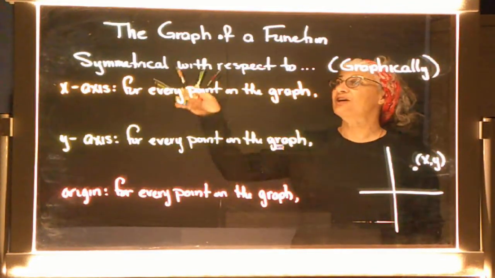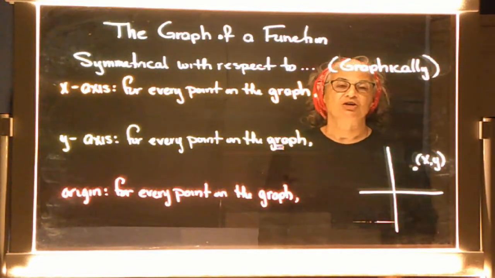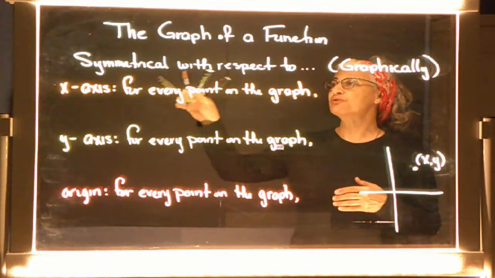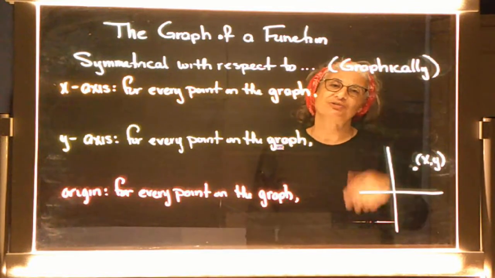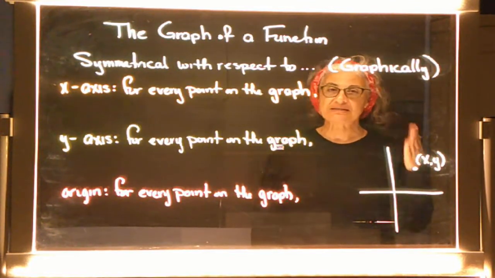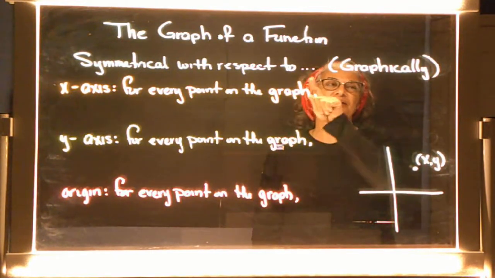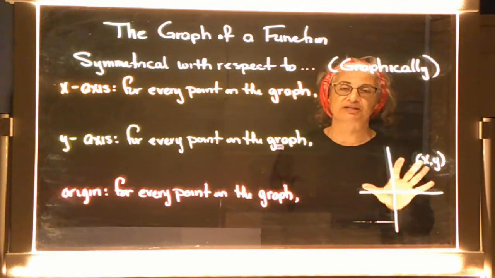Okay, so let's talk about the graph of a function. First thing we're going to talk about is symmetry. So, symmetrical with respect to. Now you know what symmetry means. One side looks exactly like the other, right? So we're going to speak about that graphically by looking at a graph.